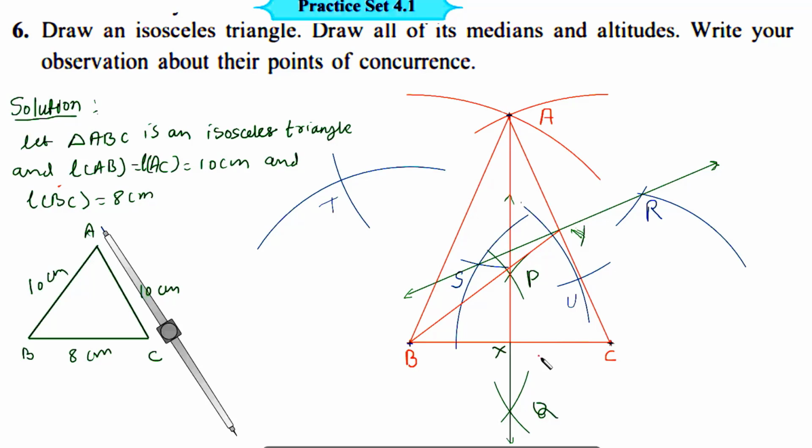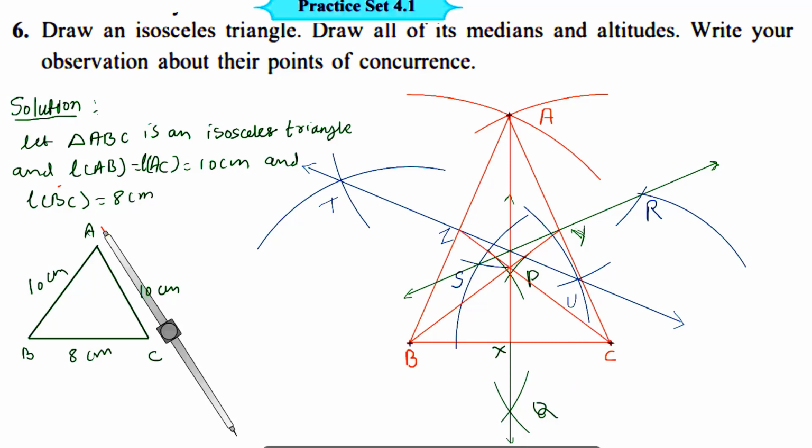We'll draw the line passing through these points. Line TU intersects side AB at point Z. Therefore, point Z is the midpoint of side AB. Join the vertex C and Z with the help of a segment.